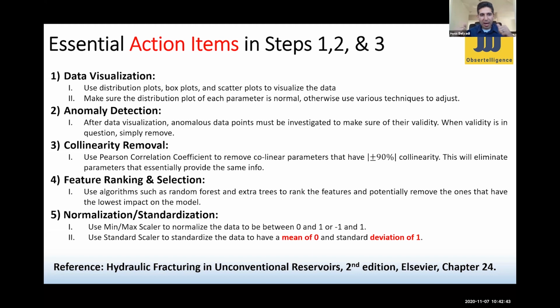So the moment you plot your data, you'll determine, for example, that my differential pressure in drilling ranges from 100 to 500 PSI, but I have one point that says it is 10,000 PSI.